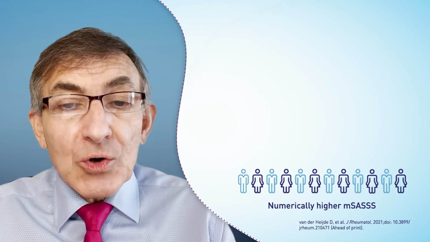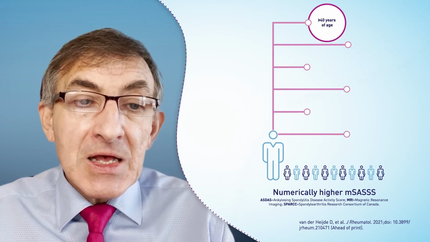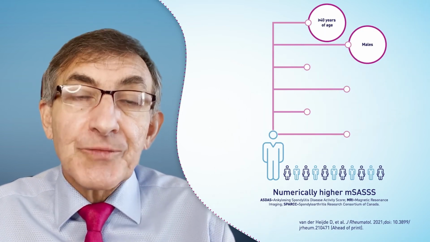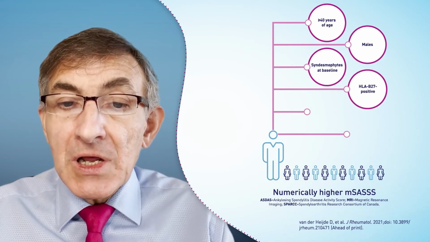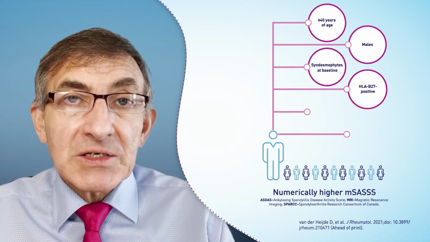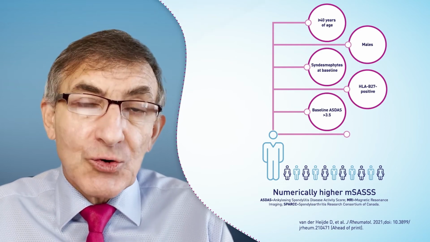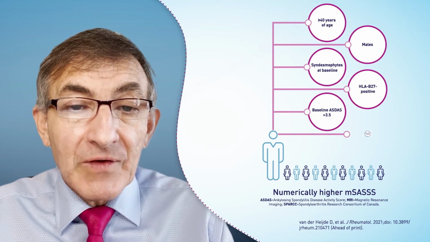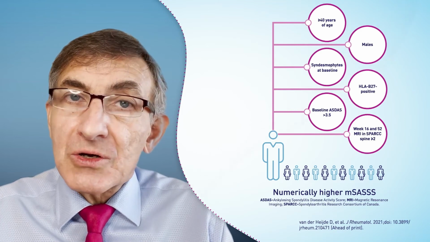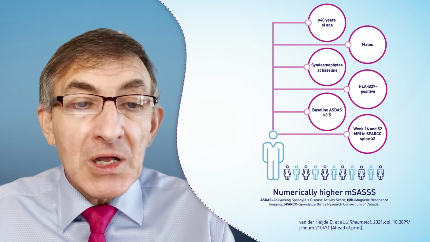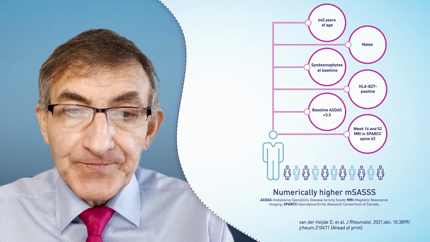Change in mSASSS was numerically higher for patients with the following characteristics: at least 40 years of age, males, the presence of syndesmophytes at baseline, HLA-B27 positive status, baseline Ankylosing Spondylitis Disease Activity Score of greater than 3.5, and week 16 and 52 Spondyloarthritis Research Consortium of Canada, or SPARCC, magnetic resonance imaging spine score of greater than 2.